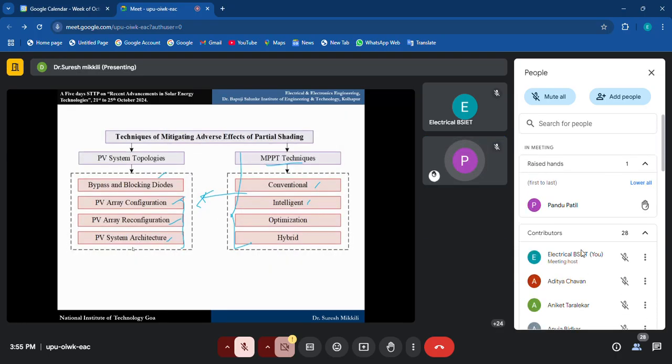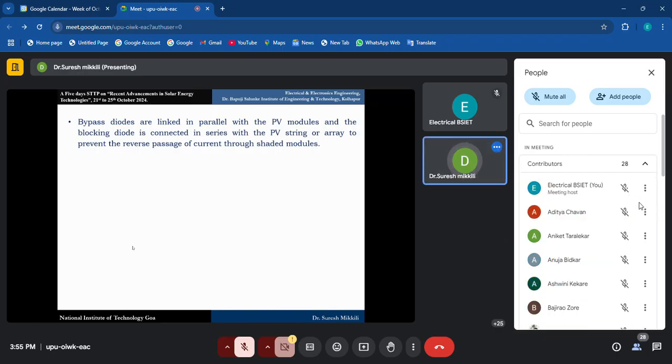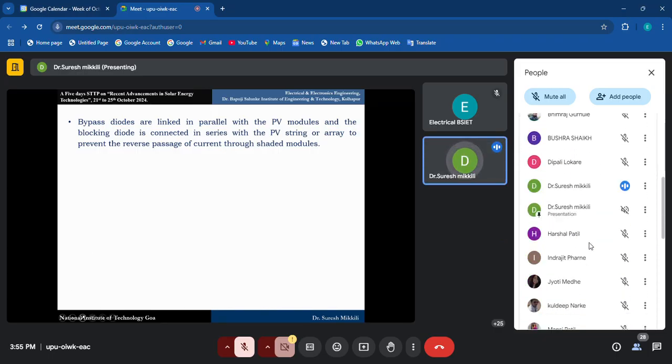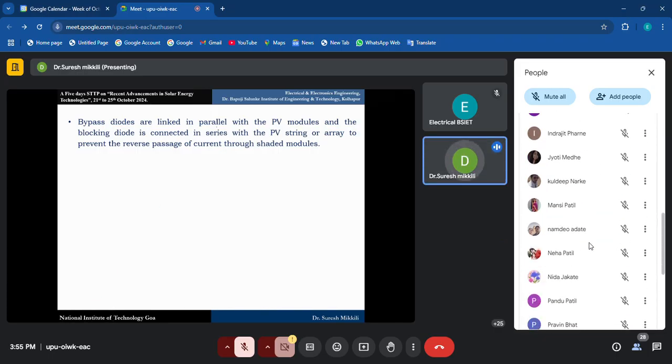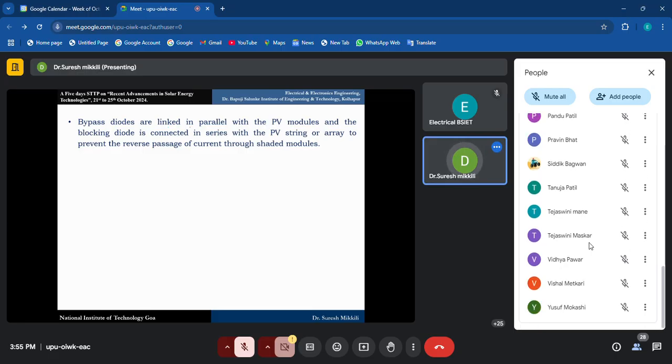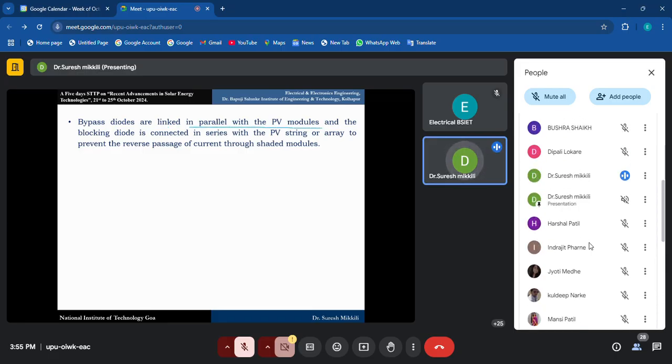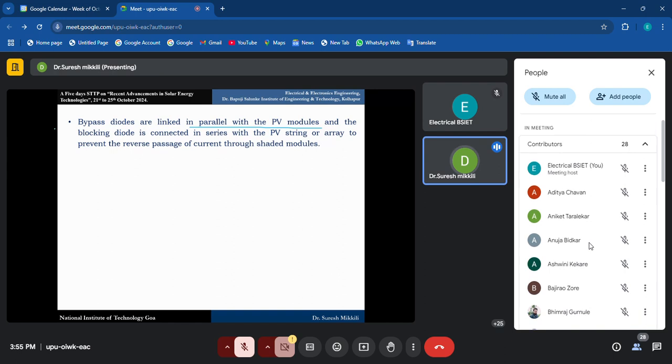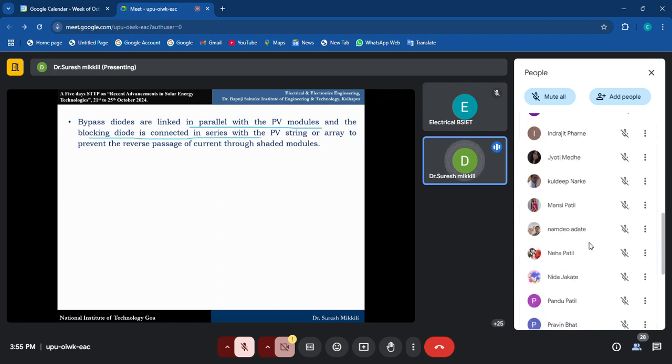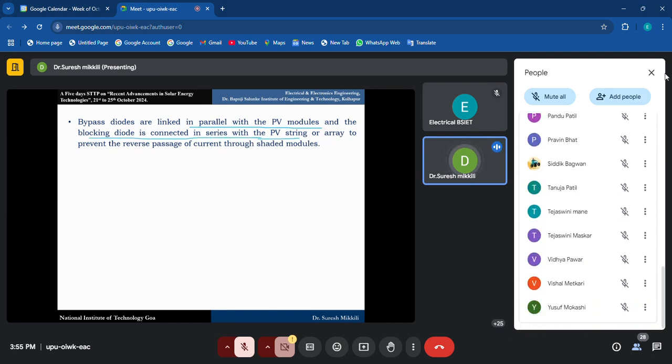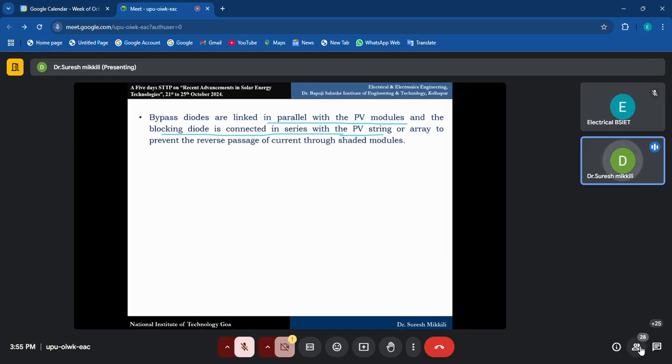Now when we consider bypass diodes, can you observe, bypass diodes are connected in parallel with the PV modules, and blocking diodes are connected in series with the PV string. Bypass diodes are connected in parallel with the PV modules, and blocking diodes are connected in series with the PV string. Why are we using them? To prevent the reverse passage of current through the shaded modules.